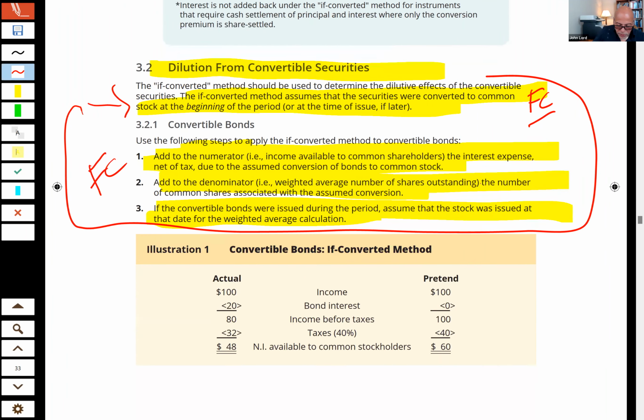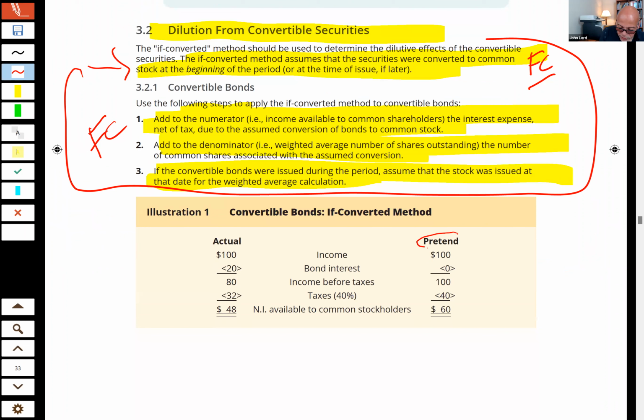Okay, good. So notice, as I said, we get to pretend here. The actual was that we had income of 100 before the bond interest, but we had bond interest, so our income was 80. We had to pay what? $32 of tax on that, assuming the tax rate was 40%. So our income was 48. But when we pretend that we had actually converted those, we take away the bond interest, but we lose that what?